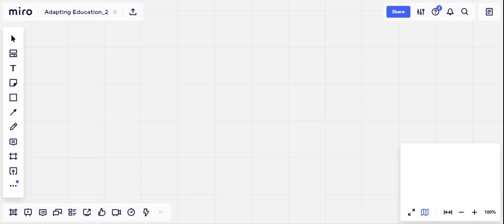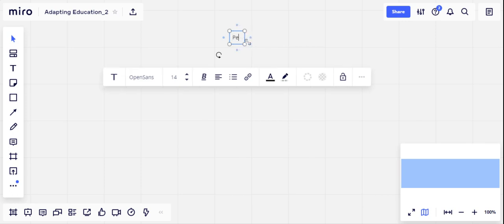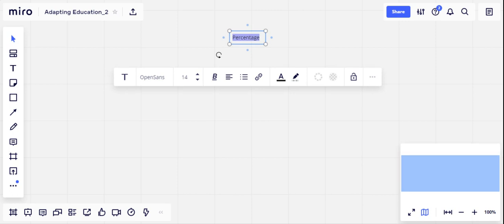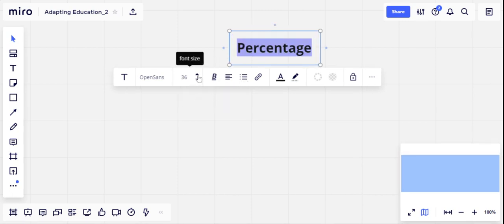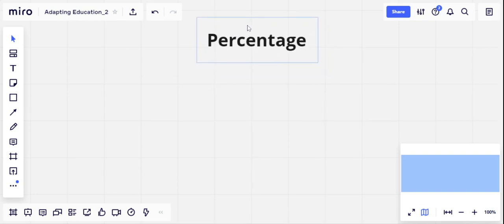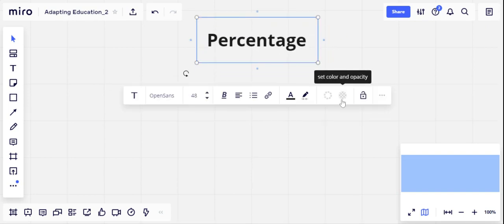So first of all, I'm going to recapitulate percentage again. I'll just add a text box over here: percentage. I'm just recapitulating what we did in the last class, but just for percentage, as that's what we are going to start with today.